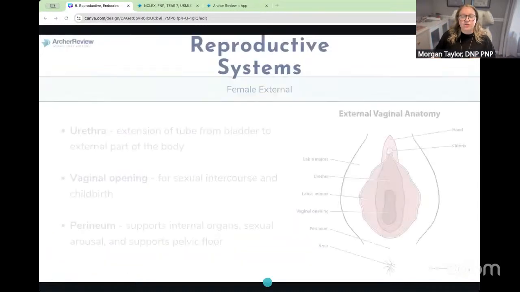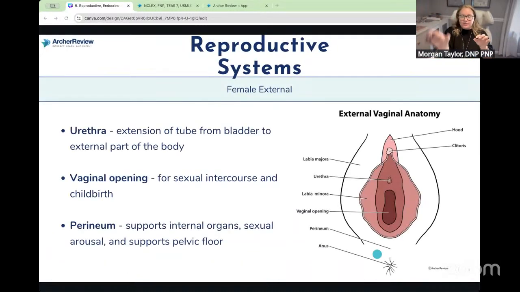Let's go to our next slide here. Continuing down this diagram, the urethra, that is, of course, connecting back to our genitourinary system that we talked about on Tuesday. Right there, we talked about how the labia minora help protect that. We talked about the vaginal opening. And then one more term.